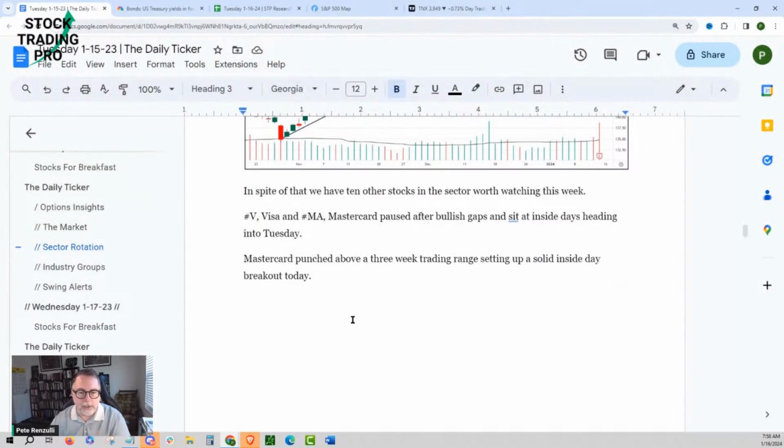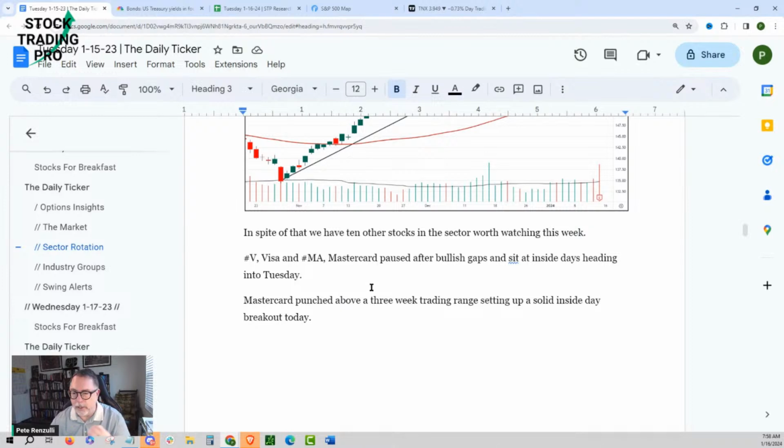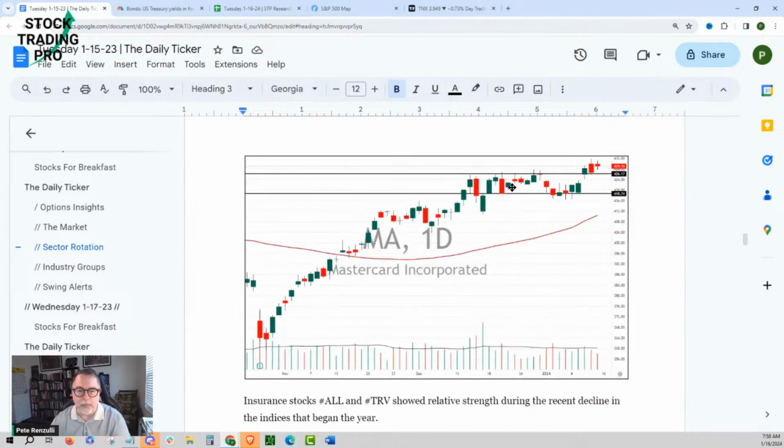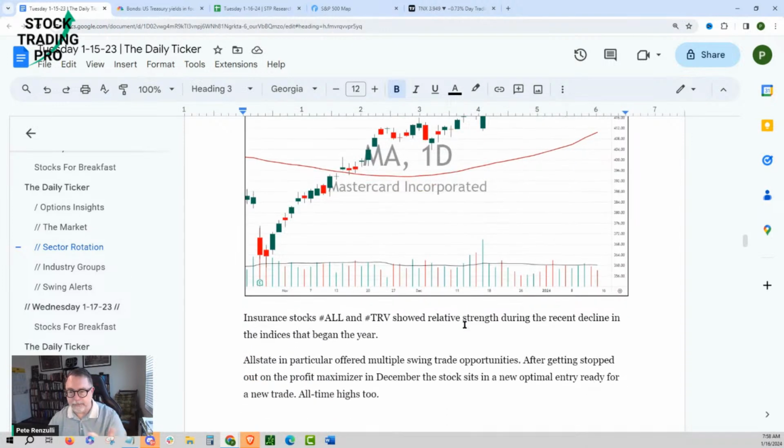Some of the ideas I'm looking at this week: Visa and MasterCard paused after a gap and sit inside days heading into Tuesday. Essentially, MasterCard finally got out of this range with a bullish gap, and now has an inside candle heading into today. This is one of the ideas that I'm looking at today.